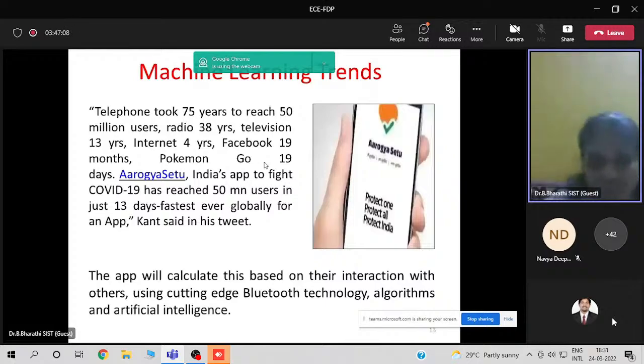For Facebook, it just took 19 months. Pokemon Go, the most favorite game of people who are using the internet, just took 19 days. Now, this Arogya Setu app, which was released by the Indian government during the period of COVID, took just 13 days to reach 50 million users globally. So this is one example which says that every piece of content which comes up on the internet spreads so fast, and there is a lot of data collection and data supply happening over the internet.